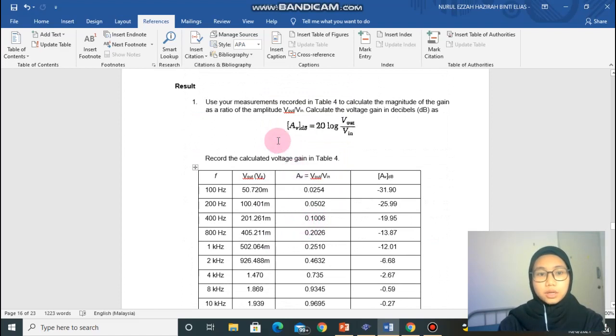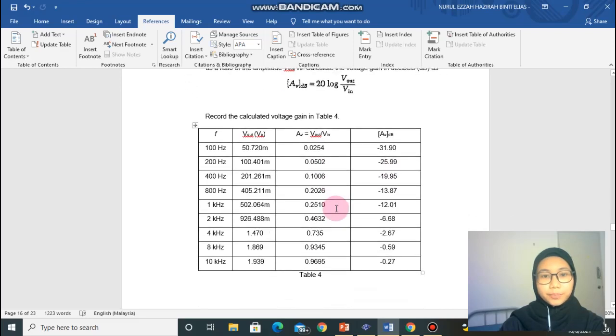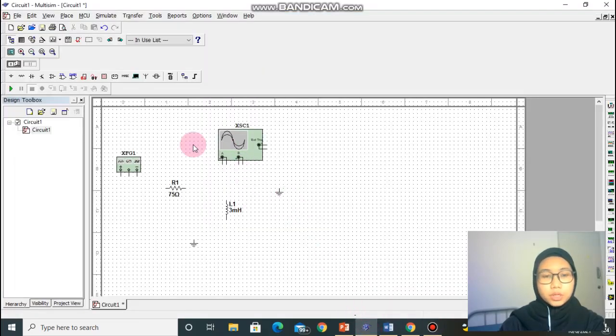Okay, next I will demonstrate how to measure V out by using Multisim. So this is the component that we use for the circuit. We use resistor and inductor, and also we use function generator and oscilloscope. Okay, now I will connect the circuit. Positive will connect to the positive of the function generator, then to the resistor, and the negative will connect to the ground.